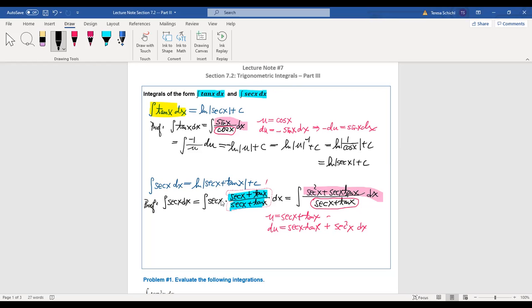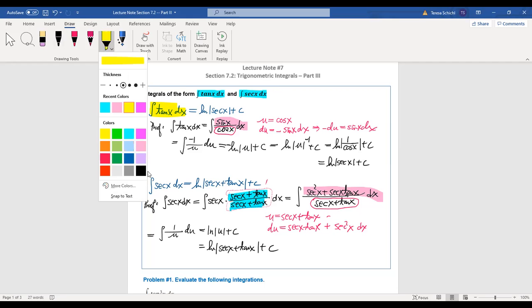Okay, so now this one, you can just say this is 1 over u du. That's perfect, right? So this is natural log u plus c. And what is u? U is secant x plus tangent x, plus c. That's how we get this formula here.